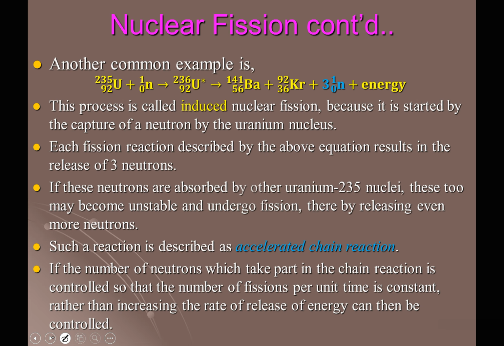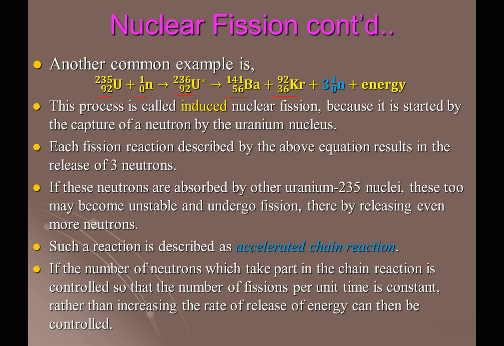Another common example, the most common one, is where uranium-235 absorbs a slow-moving neutron to give us uranium-236, which does not last for a second. This immediately disintegrates to give us barium-141 with 56 plus krypton-92 with 36. When I try to balance the equation, I think this is 3 neutrons, 141 plus 92 plus 3 is 236. 56 plus 36, I think that is 92.